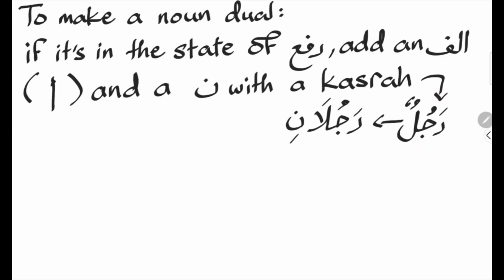So that's the first thing. As you can see, rajulun, you added an alif and then you added a noon with a kasra. So from rajulun it turned into rajulani. So this is if you want to bring a dual in the state of rafa.